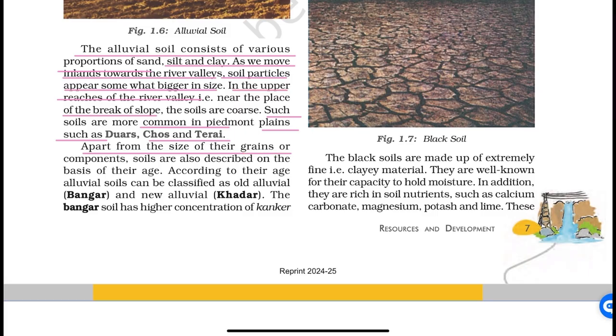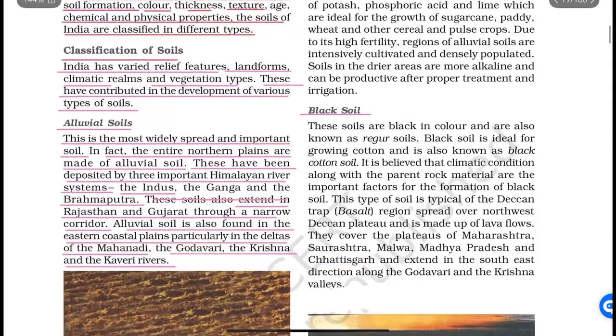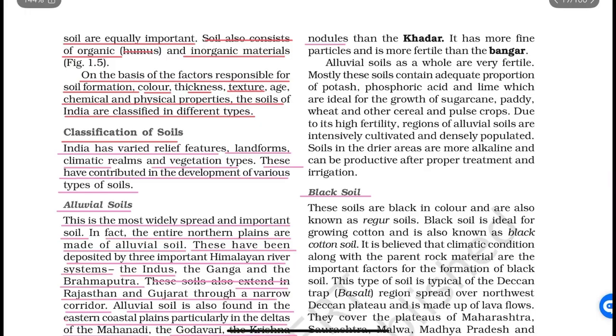Apart from the size of their grains or components, soils are also described on the basis of their age. According to their age, alluvial soils can be classified as old alluvial, Bhangar, and new alluvial, Khadar. The Bhangar soil has a higher concentration of kankar nodules than the Khadar. Khadar has more fine particles and is more fertile than Bhangar.